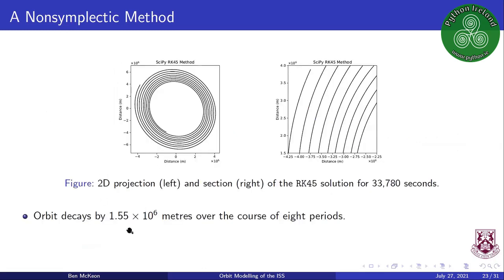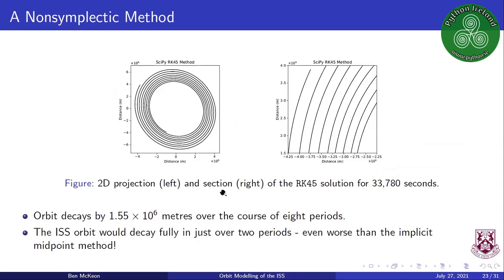So the orbit decays by 1.55 by 10 to the 6 meters over the course of 8 periods. That would mean that in just over 2 periods, the orbit will fully decay, which means that this is even worse. If you thought the implicit midpoint method was bad, this is much worse. It won't even get around the Earth twice before it ends up smashing into it. So I don't think it would instill an awful lot of confidence in anybody if you were using this method to describe the orbit of the International Space Station. You'd be telling people to run for cover, which thankfully they don't have to.